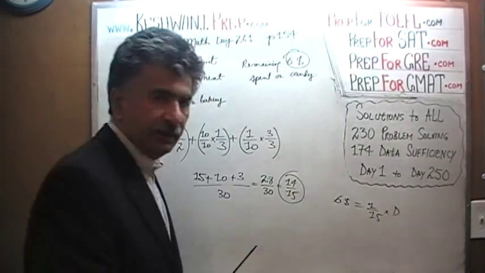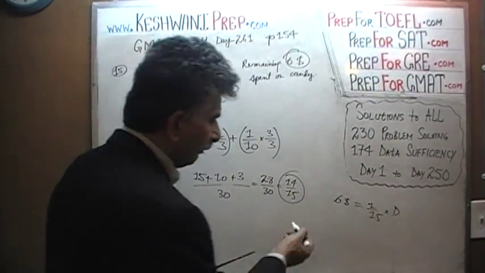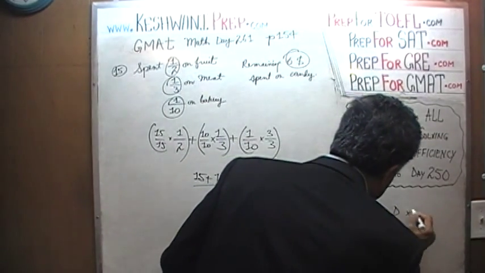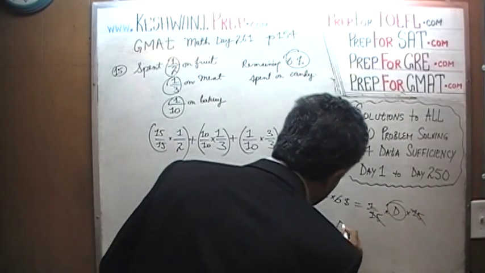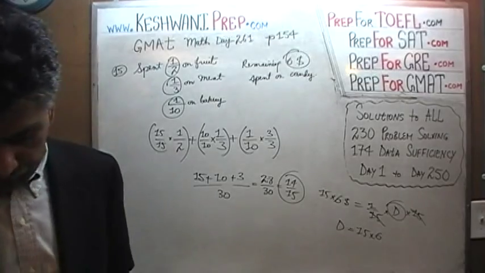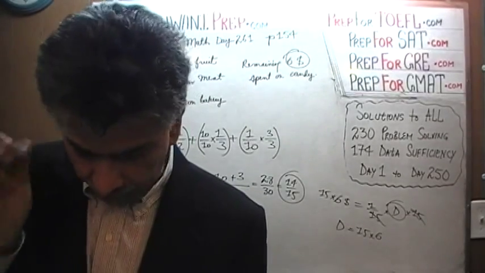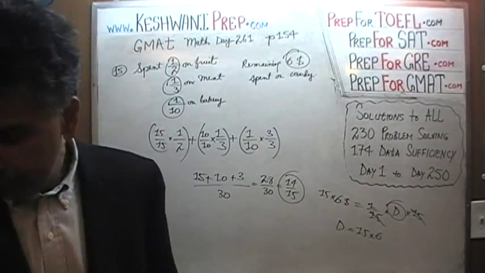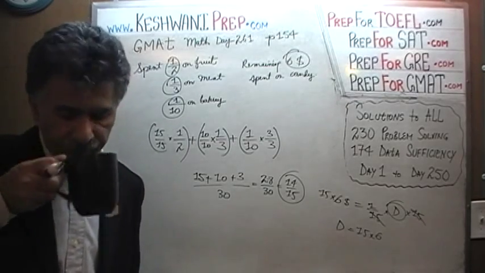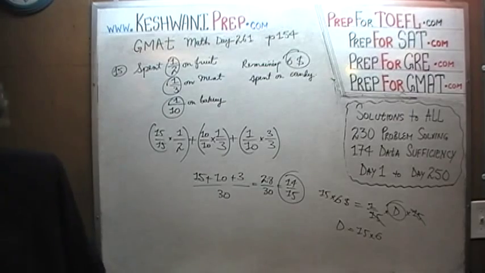Let's call it D for dollar amount, and that's it. We're done. Multiply both sides by 15, and we find the dollar amount that we're looking for is 15 times 6, which is $90. The total amount that was spent was $90. Let's do number 16, shall we? That one was quite straightforward. Number 16.